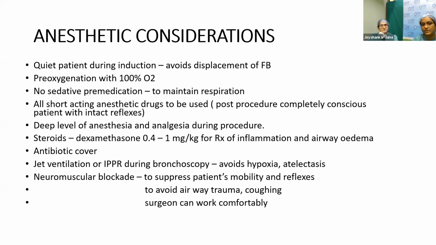So a deep level of anesthesia and analgesia during the procedure is a must, but at the end, the patient should be completely awake. Steroids like dexamethasone 0.4 to 1 milligram per kg for treatment of any inflammation or airway edema, antibiotic cover to avoid pneumonia, jet ventilation or intermittent positive pressure ventilation during bronchoscopy to avoid hypoxia and atelectasis, and neuromuscular blockade is important to suppress the patient's mobility and reflexes to avoid airway trauma and coughing, and the surgeon can also work very comfortably.